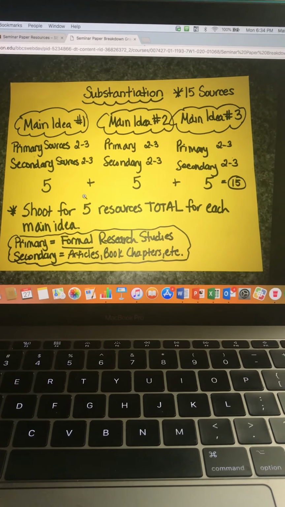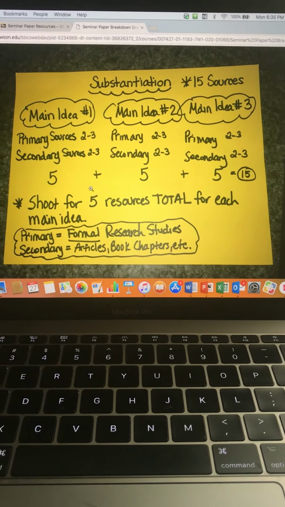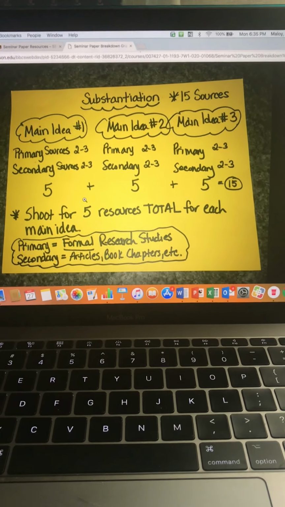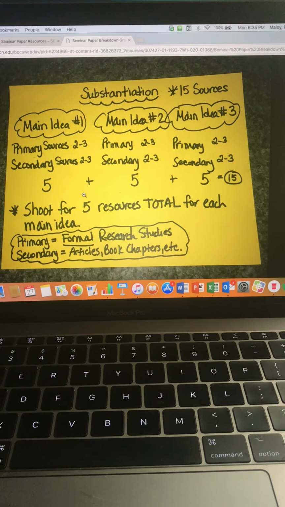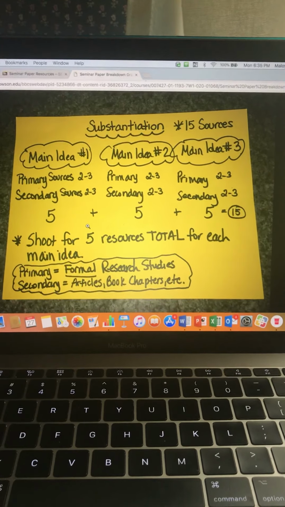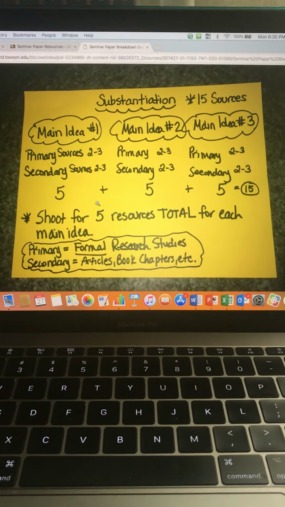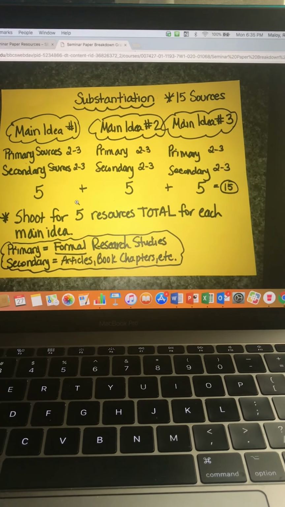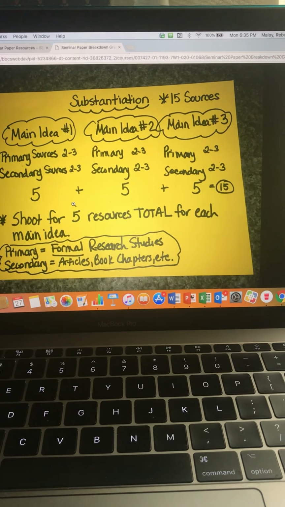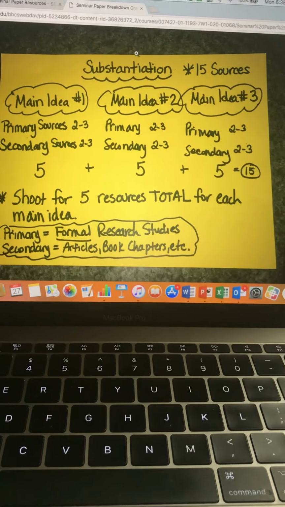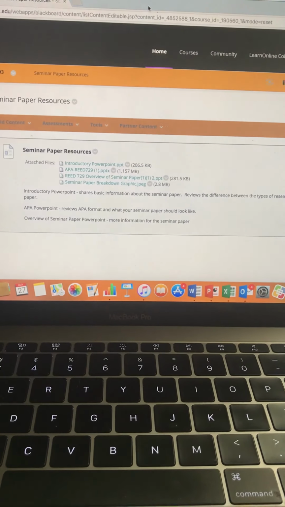Again, that is on Blackboard. It just helps people get an idea of, well, for main idea number 1, how many primary resources do I need? How many secondary sources, etc. So this helps guide you in that direction. Again, this is suggested, and in no way, shape, or form is what you should try to get exactly. I put 2 to 3 because we can be flexible with what this looks like for each person.